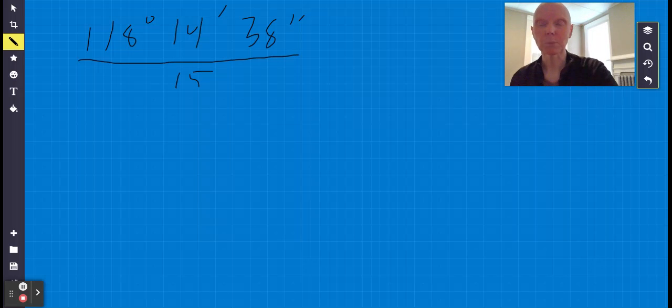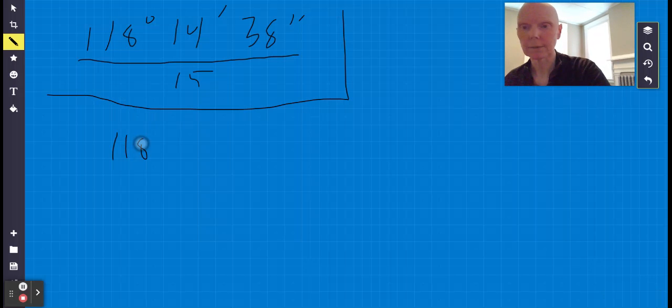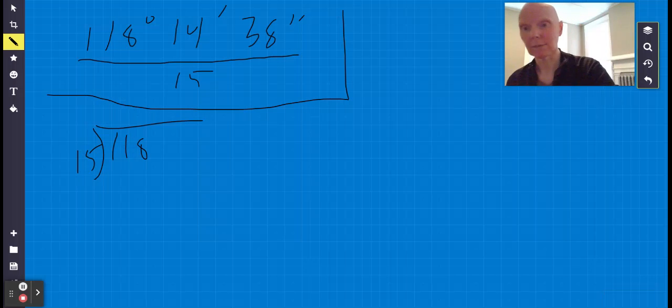So the first thing, divide 118 by 15. Actually, the very first thing is, let's just get that in its own little box. So 118 divided by 15. 118 is not quite 120. 4 times 15 is 60, so it's not quite 8, it's 7. So we're going to do 7. 7 times 5 is 35, and 7, 8, 9, 10. So we get 105, and we get 13.